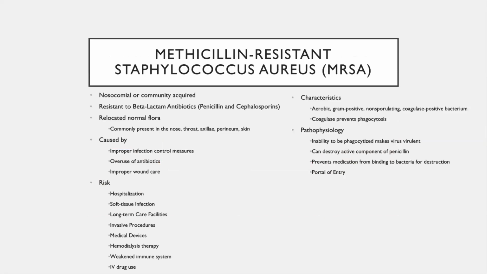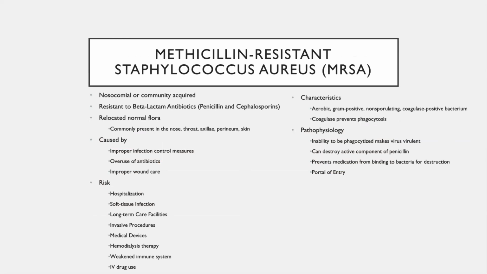To start off, we have methicillin-resistant Staphylococcus aureus, or MRSA. This can be nosocomial or community-acquired, and basically it's a disorder that's resistant to any beta-lactam antibiotics. So that's all of our penicillins and cephalosporins.